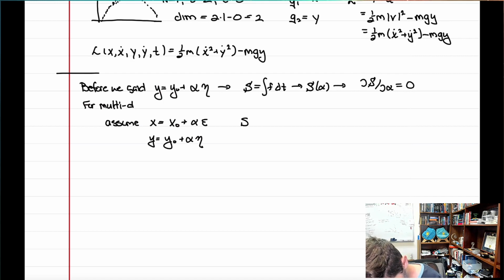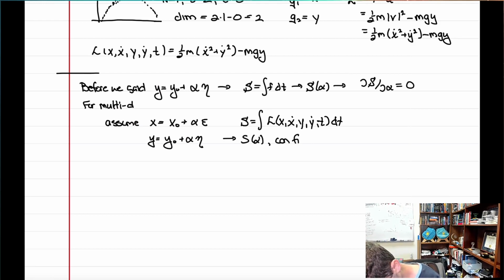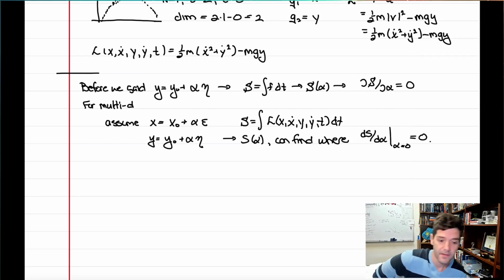This then turns the integral of S, which I'll just write as the Lagrangian of x, y, x dot, y dot, and t. This makes S, again, a function of alpha, and we can find where dS d alpha at alpha equals 0, just like we did before.